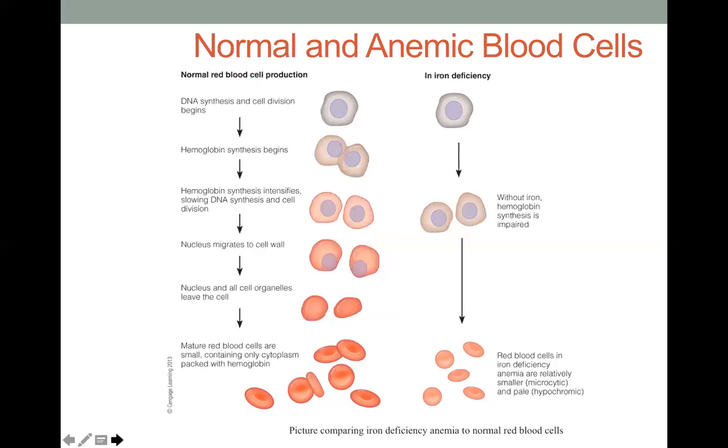Iron actually is a deep kind of reddish, almost dark blackish color. It's a very dark maroon color, and so if we look at red blood cells under a microscope and they're kind of pink or pale, it's a clue that there might be an iron deficiency anemia. And so this would be a common test done in a clinic.